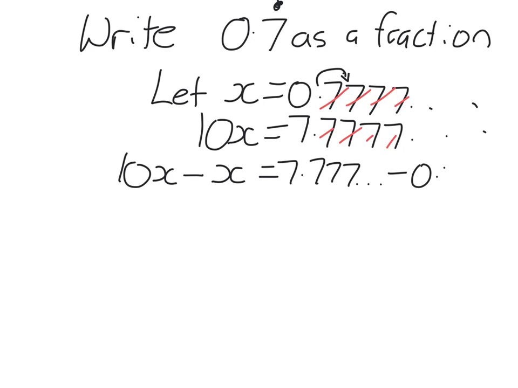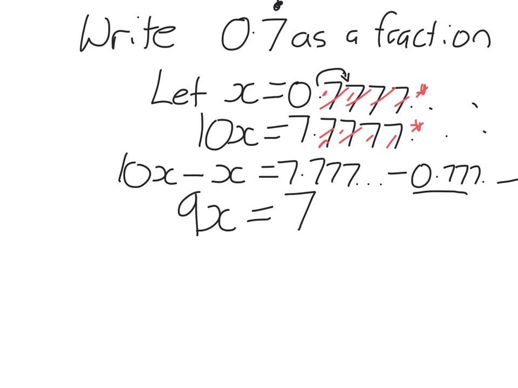X is 0.7 recurring. So if I minus this top number from this bottom number, as I said, the 7s just cancel out. 7 minus 7 is 0. And you keep doing that, you just have a whole bunch of zeros. So 10x minus x, which is the same as 9x, equals 7.7 recurring minus 0.7 recurring. It just equals 7. Okay?